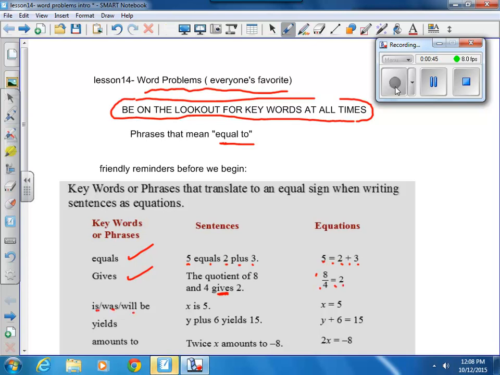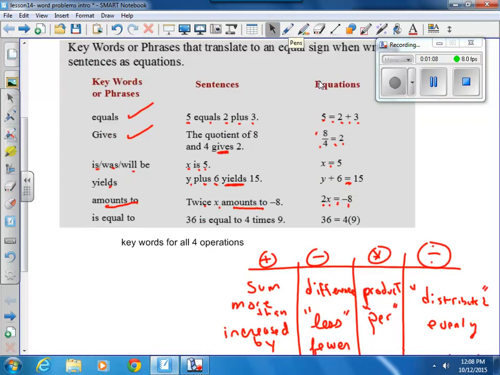Is, was, will be. X is 5. This means X equals 5. Yields. Y plus 6 yields 15. See, yields 15. Amounts to. Twice X amounts to negative 8. So, just look through those. We're going to try some translations on our own in a minute here.